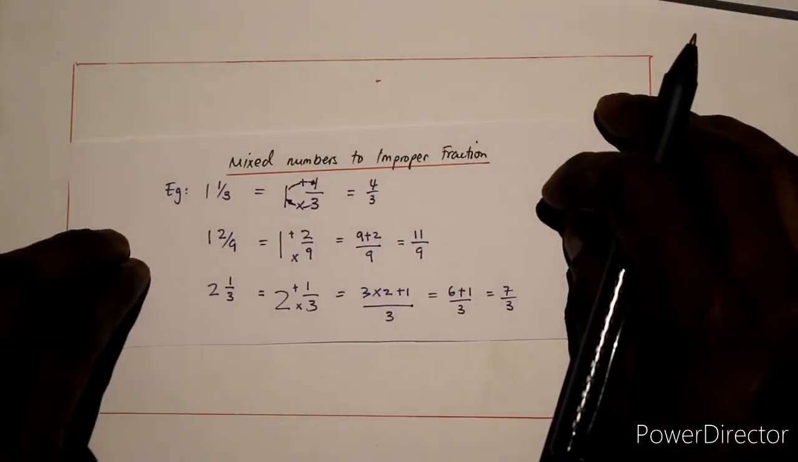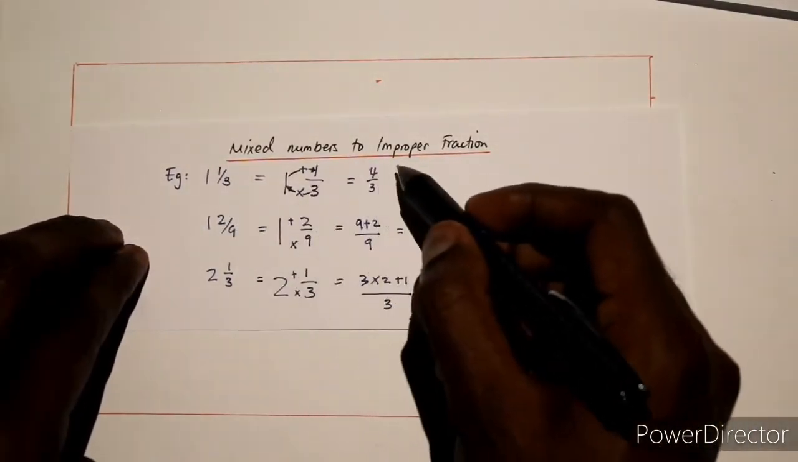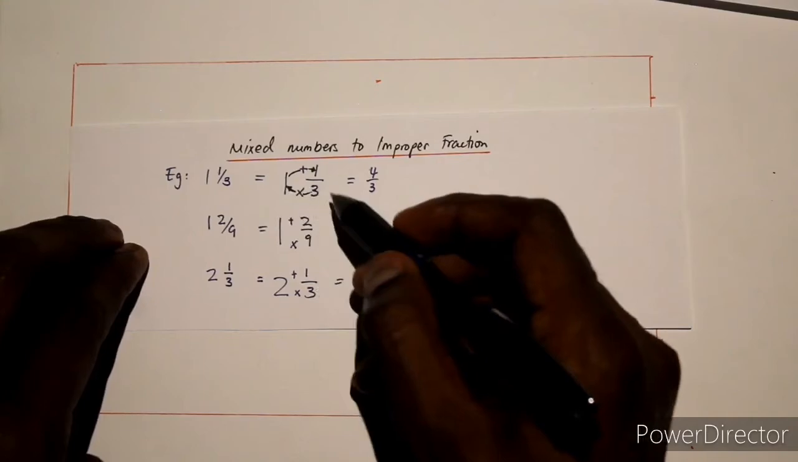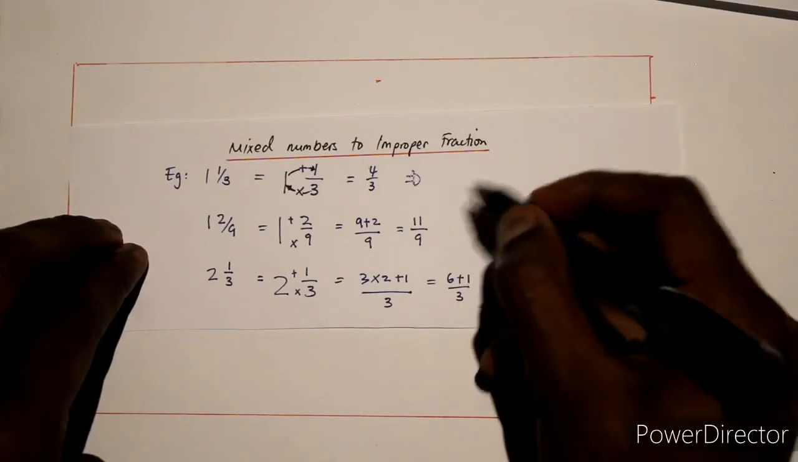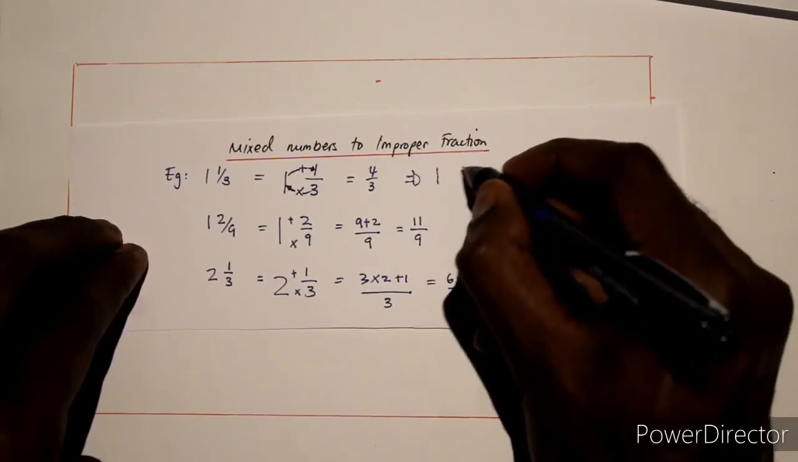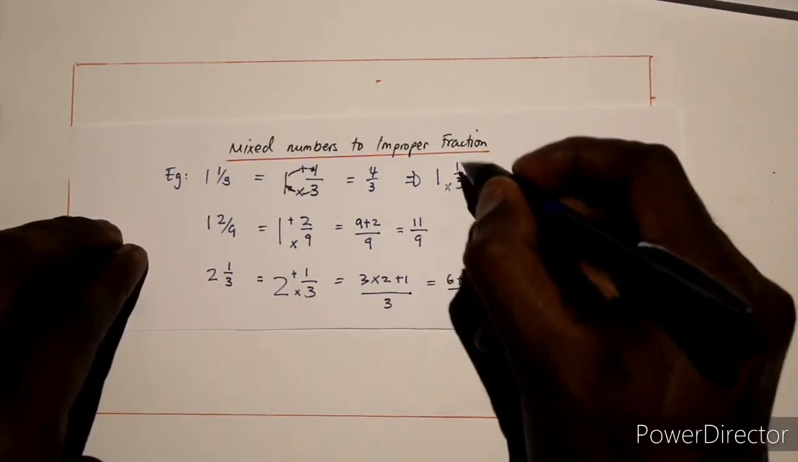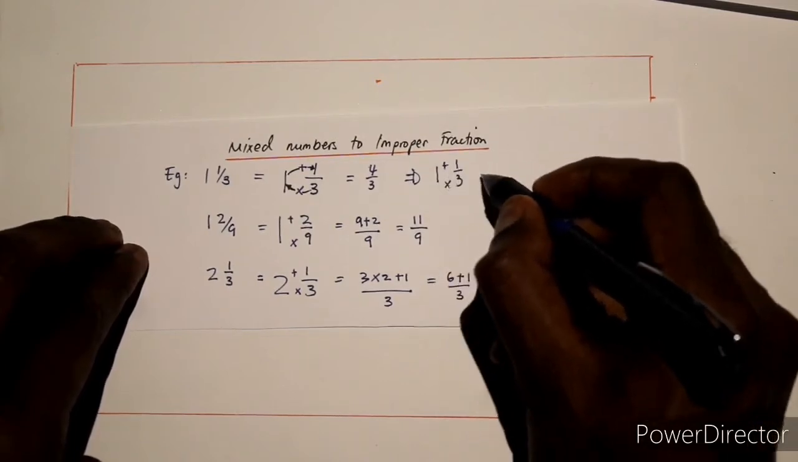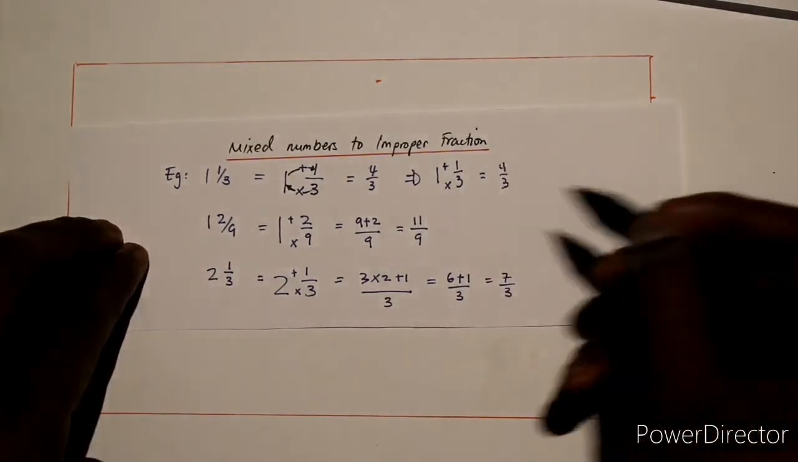Okay. Now how can we convert mixed numbers back to improper fractions? Let's see. We have 1 whole 1 over 3 and we have to convert it back to an improper fraction. What we will do now is write down 1 and 1 over 3. This time we will have to multiply and we will add. So you will have 3 times 1 is 3 plus 1 is 4. So you should have 4 on 3 as your improper fraction.